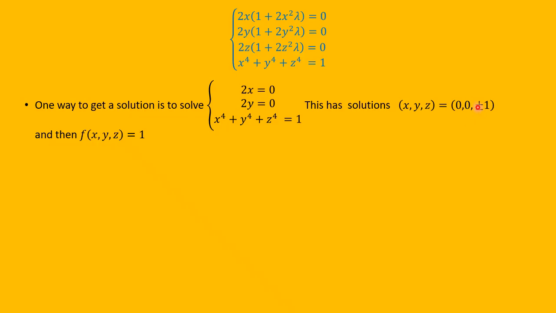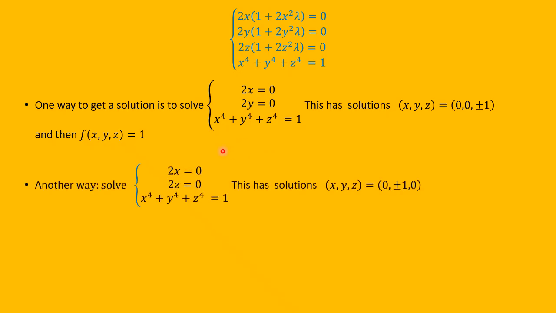And in that case, our function's value, f of 0, 0, 1, which in our case then would be 0 squared plus 1 squared, or minus 1 squared, will equal 1. So these are solutions.